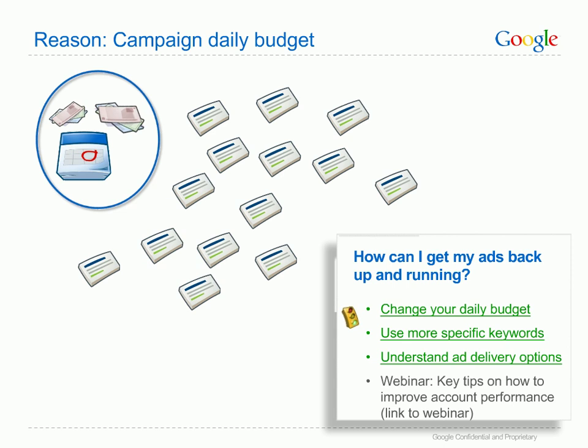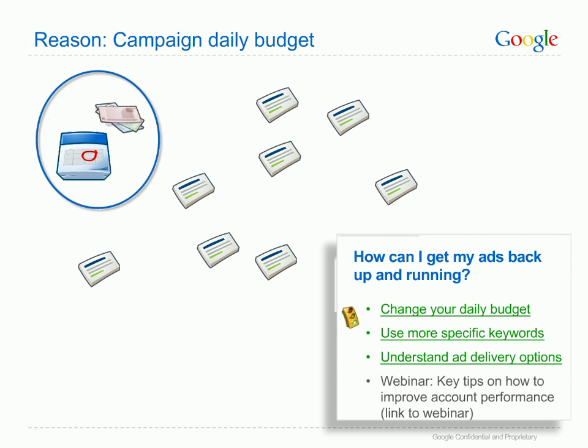Or try using more specific keywords and negative keywords to reduce the amount of irrelevant impressions your keywords receive, where your ad shows but doesn't get clicked on. This will help increase your click-through rate and quality score, which can lower the cost of your clicks and enable you to fit more clicks into your current budget. You can find pointers on how to choose the right keywords and what a good account structure should look like in our key tips on how to improve your account performance webinar. Just click on the link on your screen.